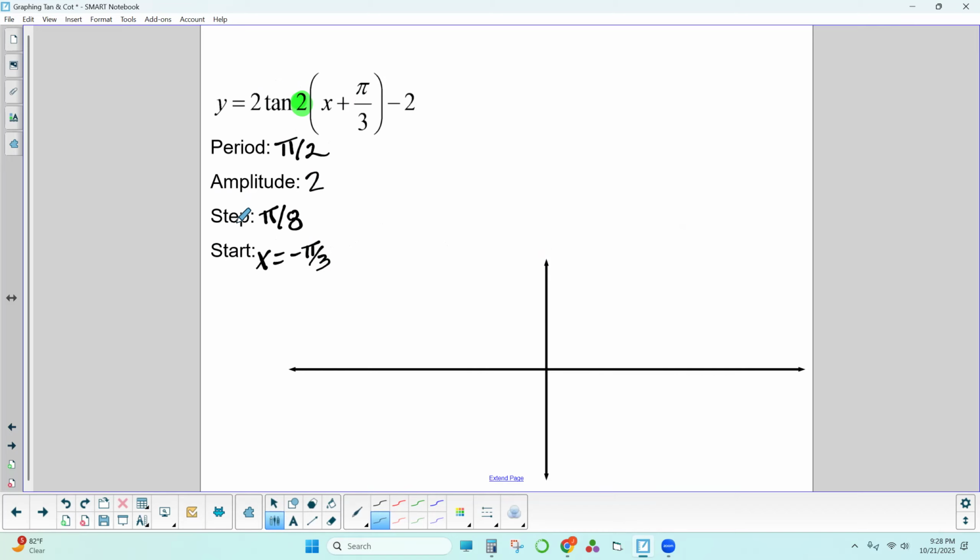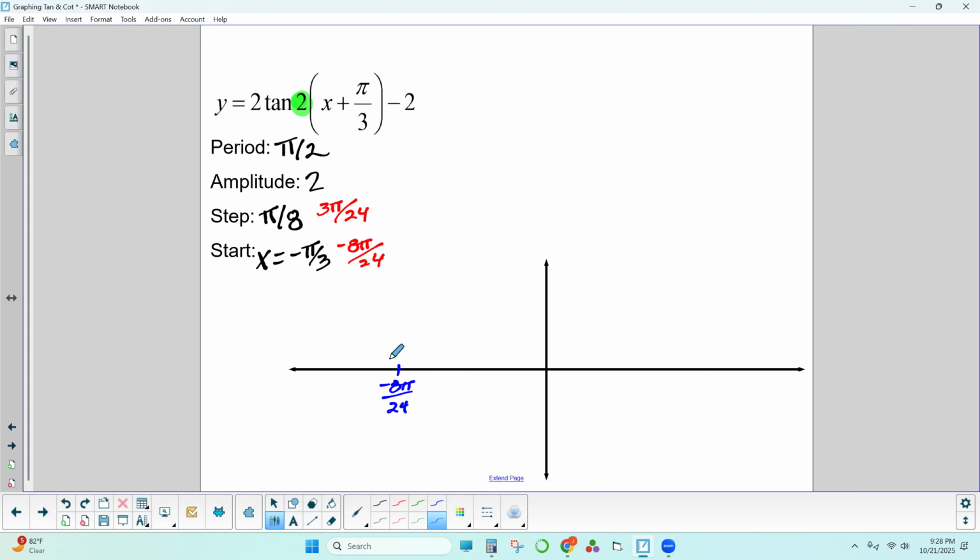Now, we always want to find a common denominator for our step and our start before we label our angles on the x-axis. That's going to be 24ths, so 3 pi over 24 and negative 8 pi over 24. We start at negative 8 pi over 24 and step 3 pi over 24. So we're going to graph one period here starting at negative 8 pi over 24.